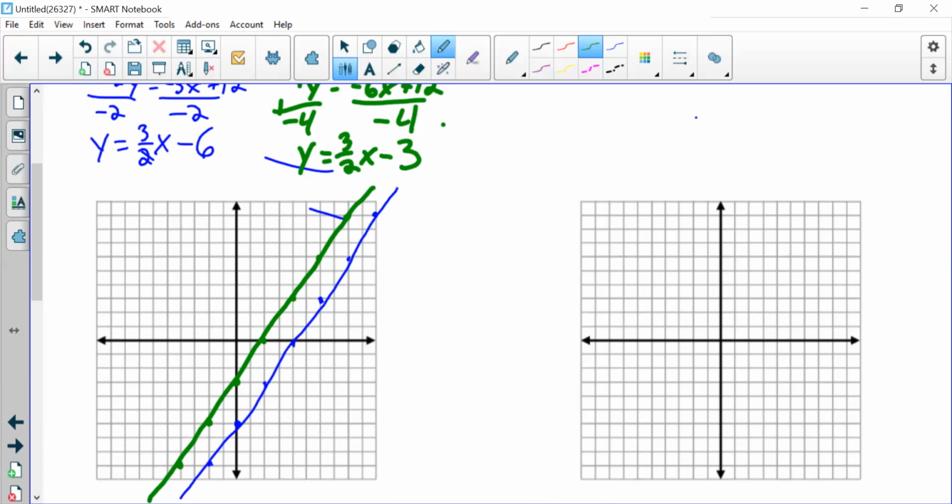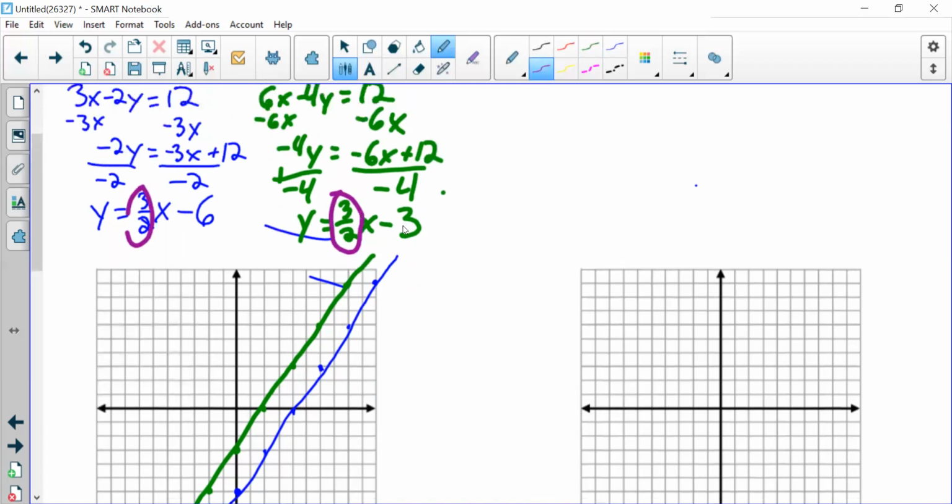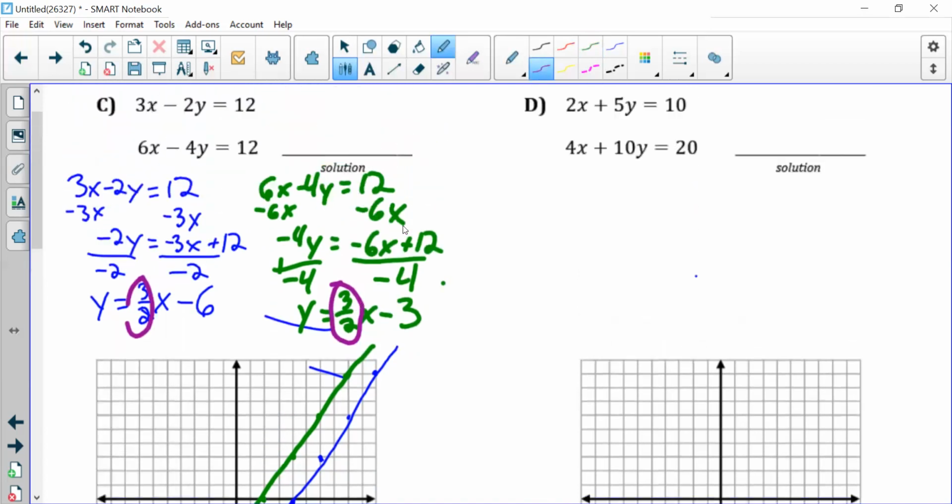No. If you're being observant, you will notice that both of these equations have the same slope. What do we call two lines that have the same slope? They're parallel. All right, and parallel lines never intersect. So the solution here is no solution. And if you even want to include the detail that they are parallel, that is perfectly all right.